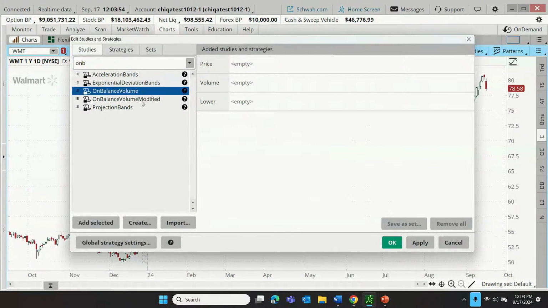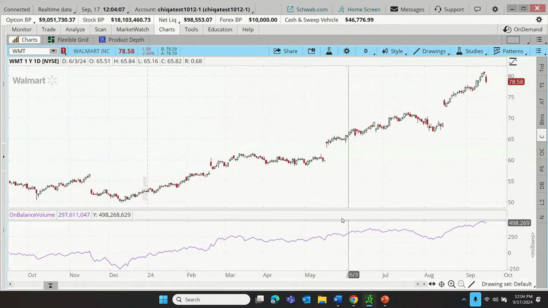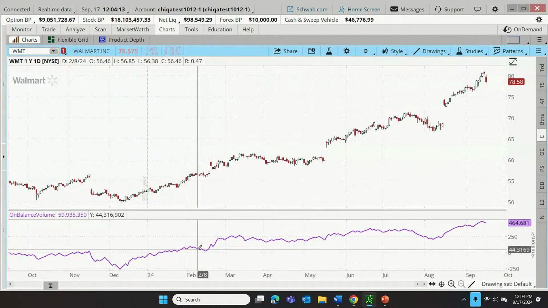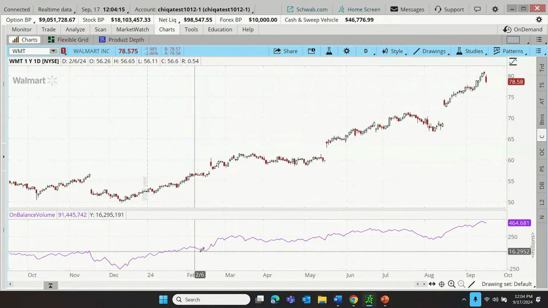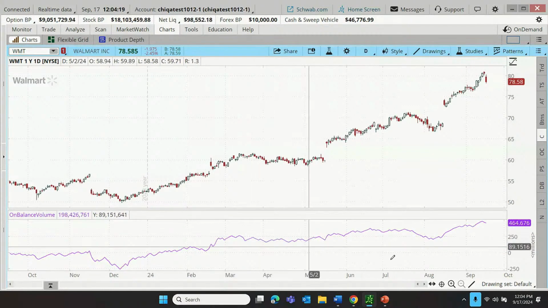I'm now going to be doing on-balance volume modified, which adds a couple of moving averages to the indicator. But let's click Add Selected and click Apply. And there's our indicator again. So it should appear, if you're adding this to your chart on thinkorswim, the default on the white background should be this purple oscillating line. And oscillating means it goes up and down over time.